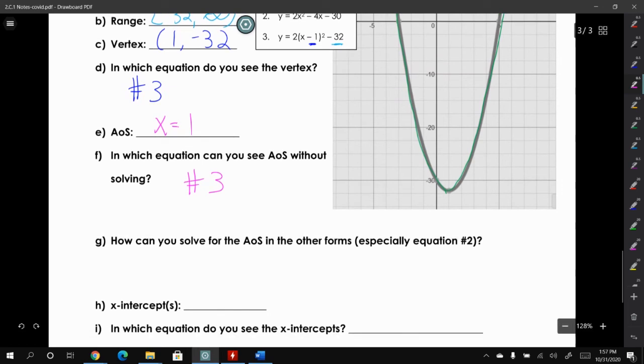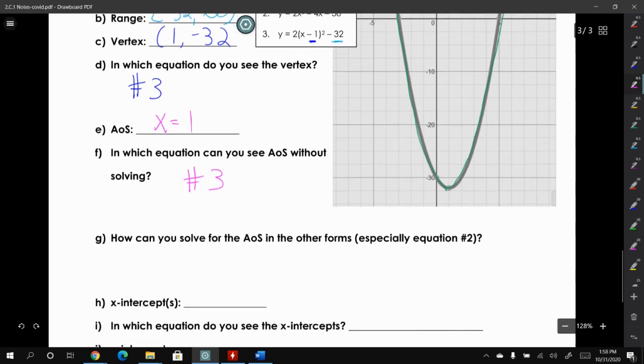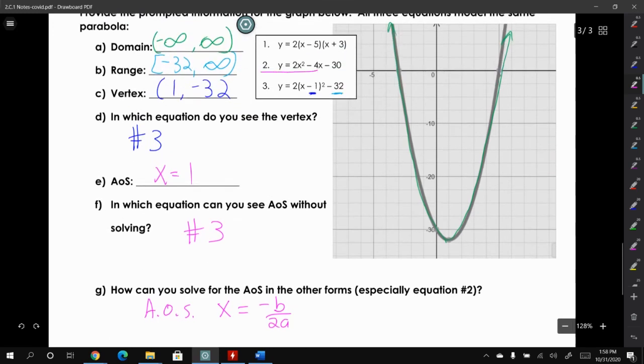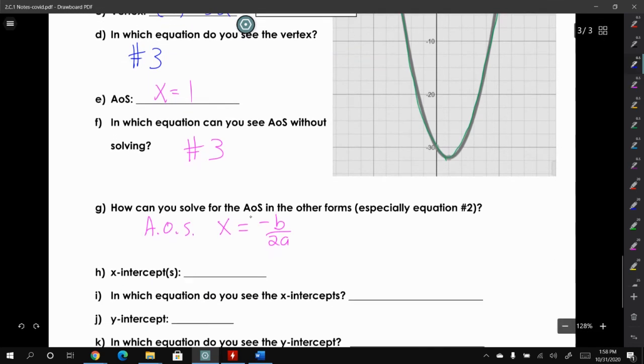How can you solve for the axis of symmetry in other forms, especially in number 2? Well, the axis of symmetry we learned today is x equals -b over 2a if we are in standard form, which is what number 2 is. If we were in form 1, intercept form, you would just find the halfway between the x-intercepts.